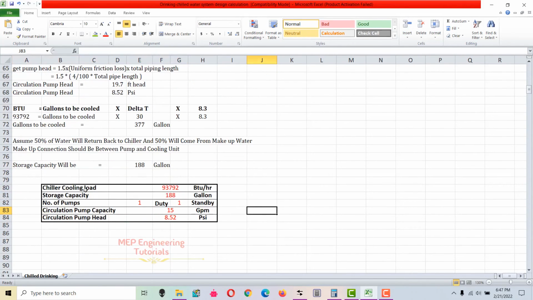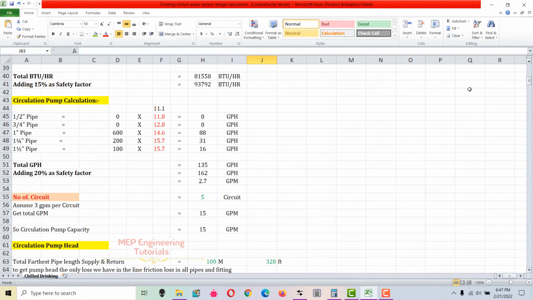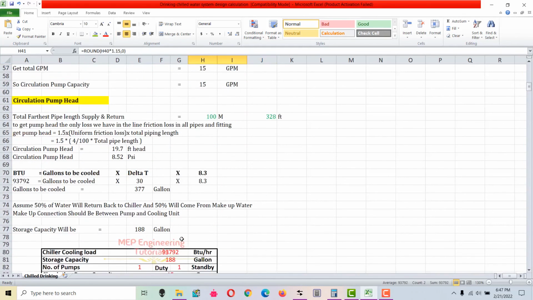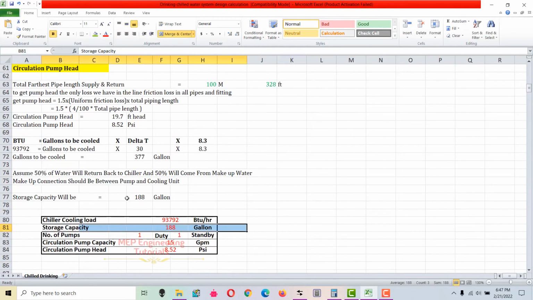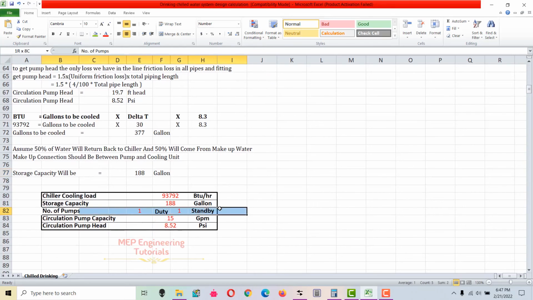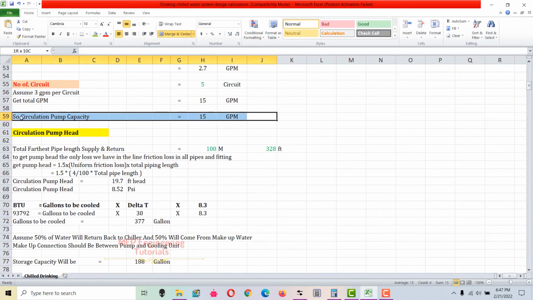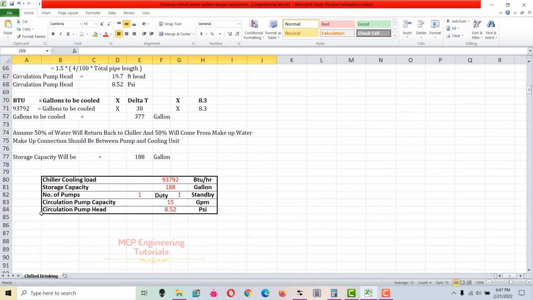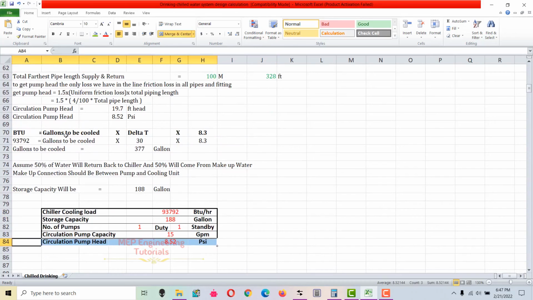As you can see here, the chiller cooling load which we calculated is 93,792 BTUs per hour, and the storage capacity which we calculated here is 188 gallons based on 50% of the water returned back to the chiller. The number of pumps we are going to use here is 2, one duty and one standby. The circulation pump capacity is 15 GPM based on the assumption of 3 GPM per circuit, and the circulation pump head is 8.52 psi.